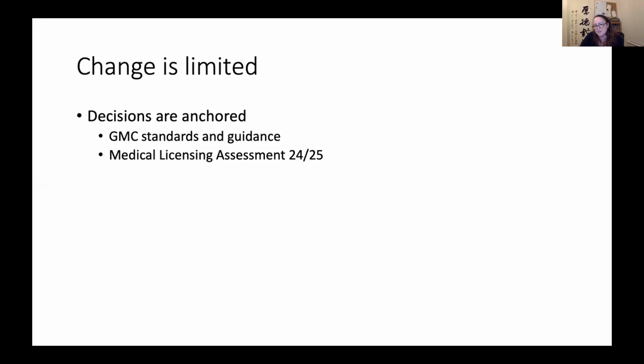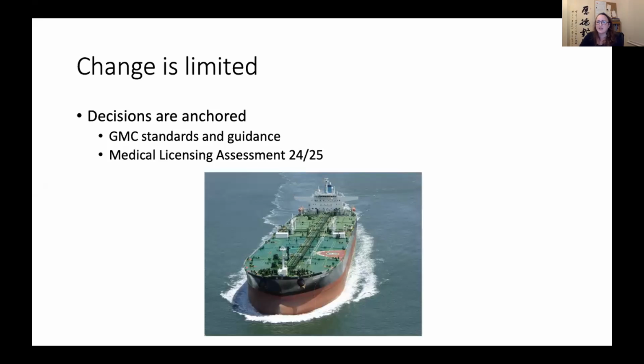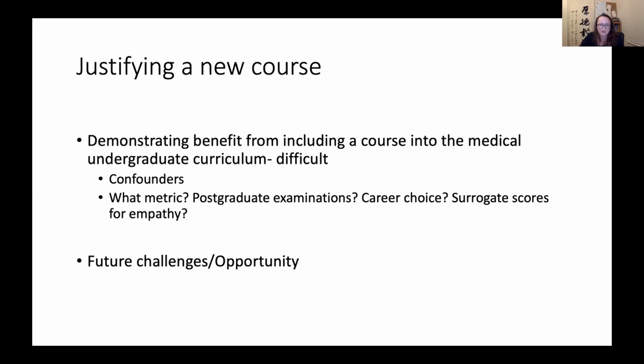And decisions about curricula are anchored. We have GMC guidance and standards. All medical schools in the UK have the new medical licensing exam coming up that they're thinking about. And they are like turning oil tankers. They are huge groups of organisations of people, all with their own territories. It's very difficult to put things in.